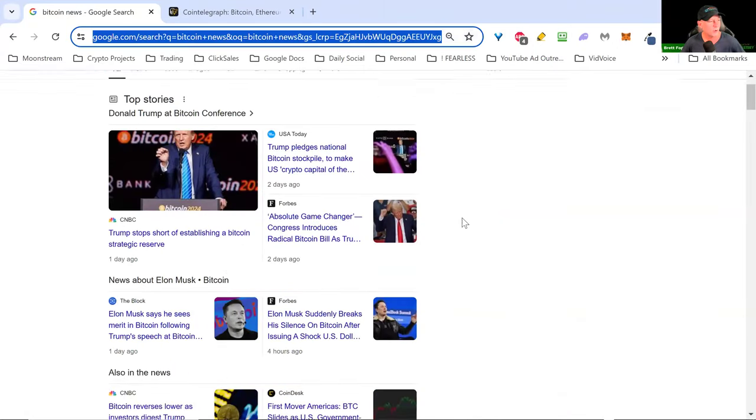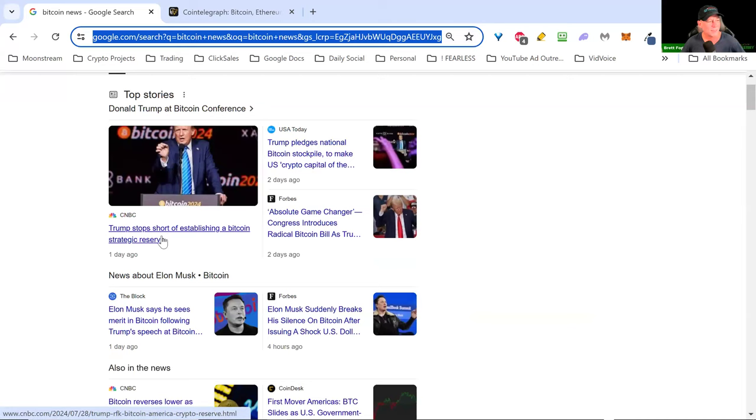So here's the overall picture again. He stopped short of establishing a Bitcoin strategic reserve, but he did have very bullish comments. First of all, he said that on day one he would fire Gary Gensler, and the whole place erupted. He said, "Wow, I didn't know you didn't like this guy that much. Maybe I should say it again." So he says, "First, on day one, I'll fire Gary Gensler," and that was the highlight of the energy in the room.